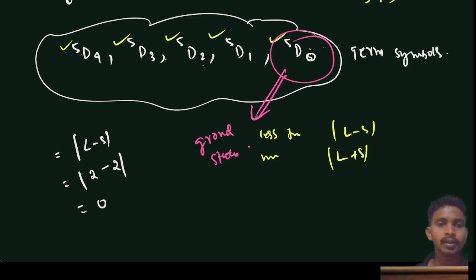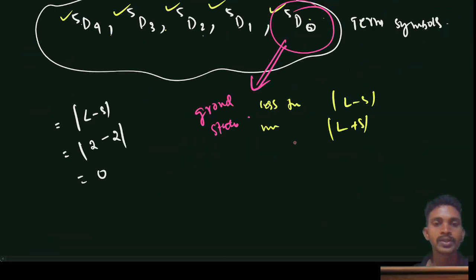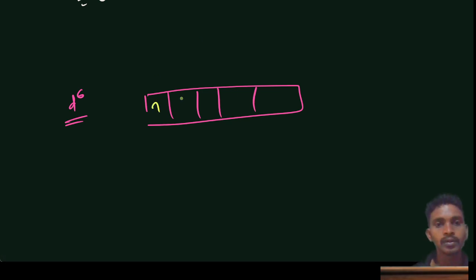Similarly, if questions come, let's say a question like d6: 1 2 3 4 5, and here 1 2 3 4 5 and 6, we see that this is more than half-filled. So here it is 2, 1, 0, minus 1 and minus 2.